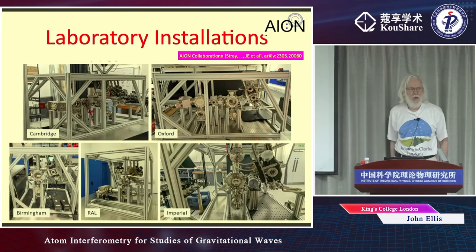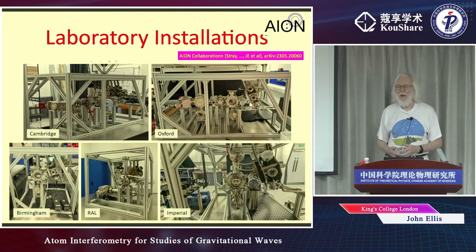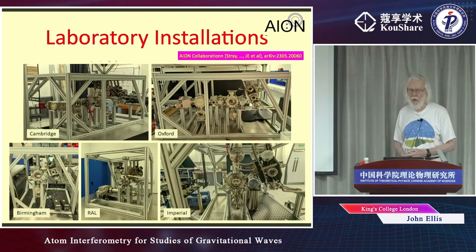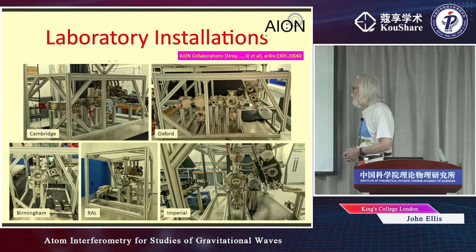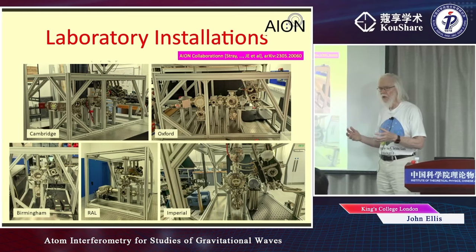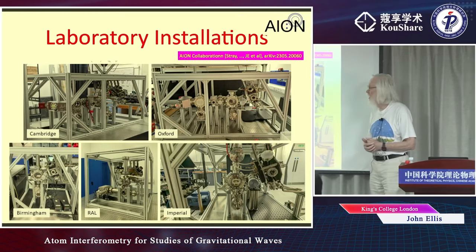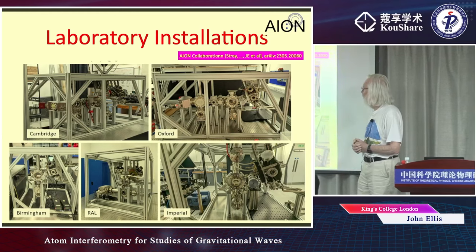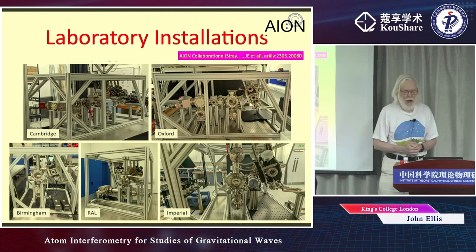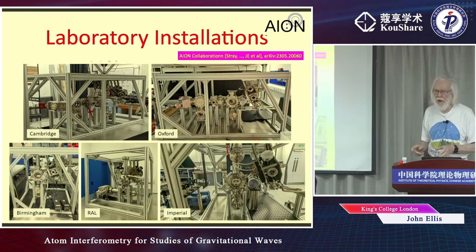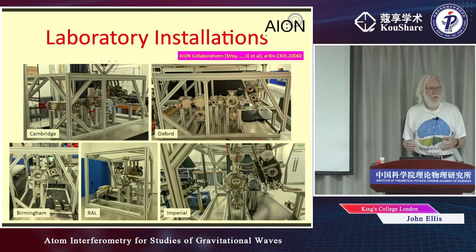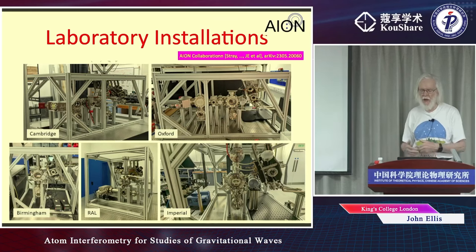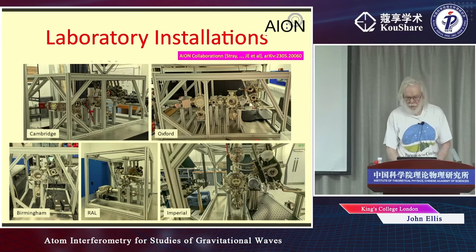So at the moment we're still building up our experimental capabilities. So the first step was to install laser systems and devices for producing suitable atomic clouds. And these are the setups in the various different university laboratories around the UK. And each of these is targeting some particular aspect of the development of the technology for making clouds, intensity, quantum squeezing, etc., etc.